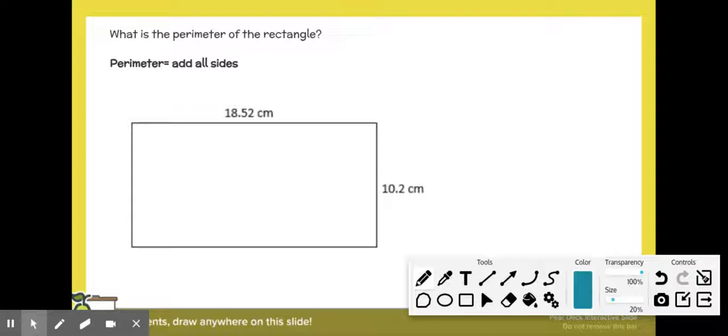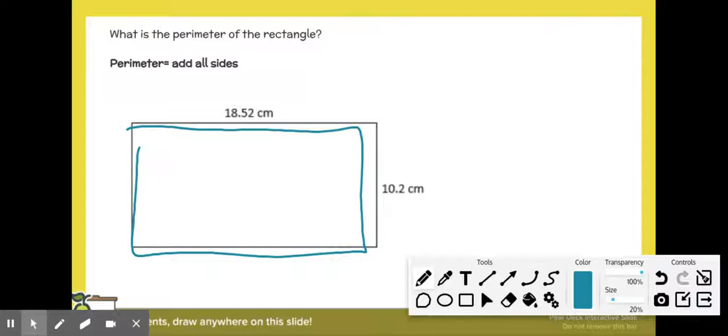And the last example you're going to see on this little assessment is: what is the perimeter of the rectangle? And then underneath, to read all directions, it tells you how to find the perimeter. Perimeter equals add all sides. So there's multiple ways you could go about doing this, but you want to make sure you do all 4 sides of this rectangle, not just the 2 that are given.